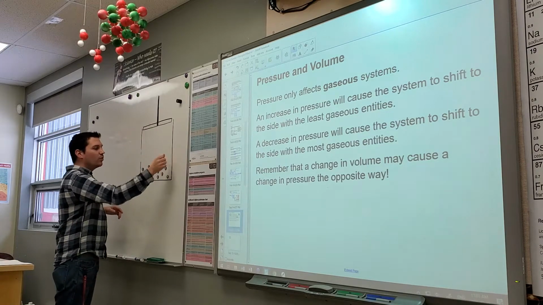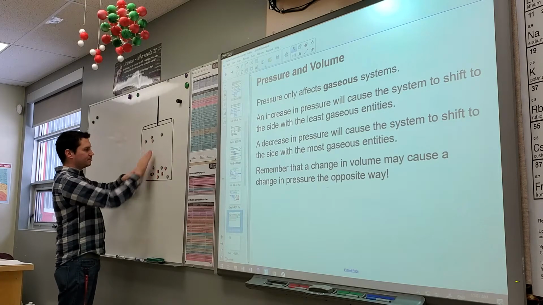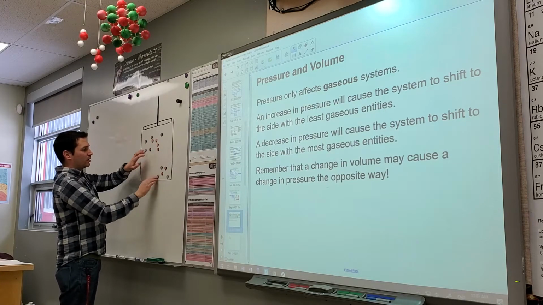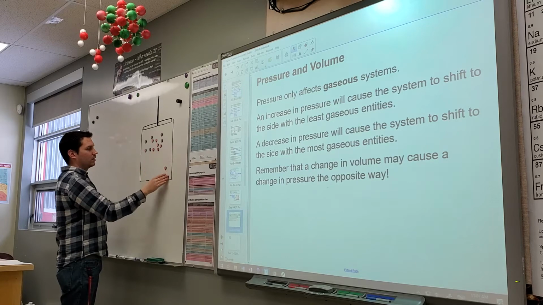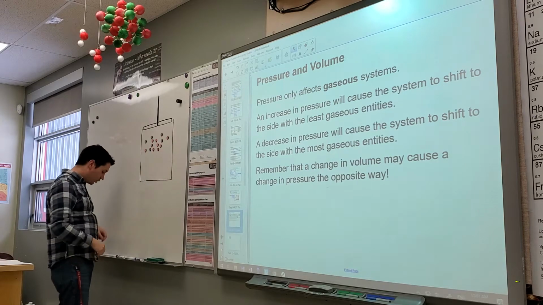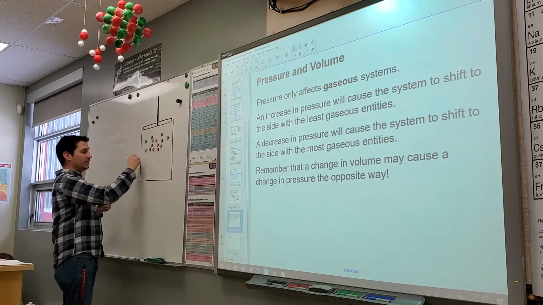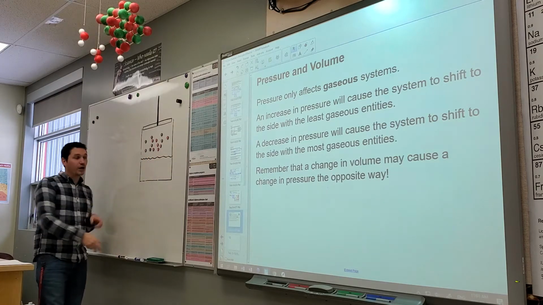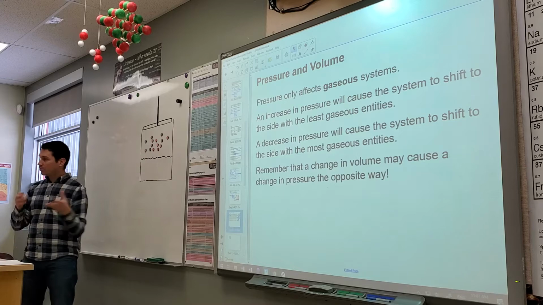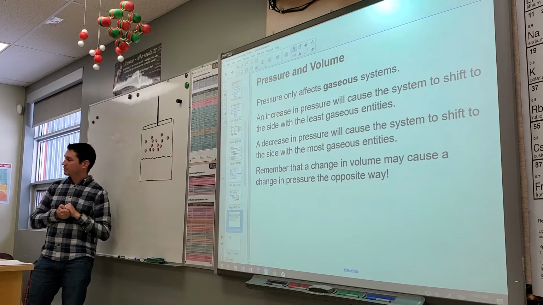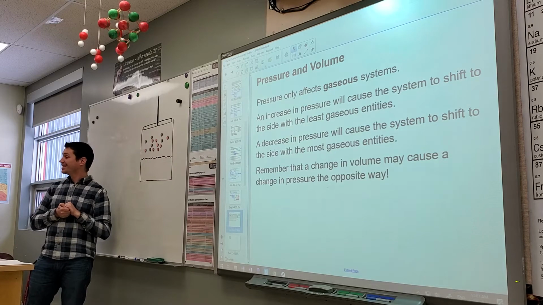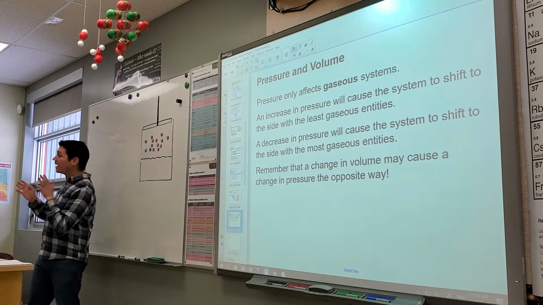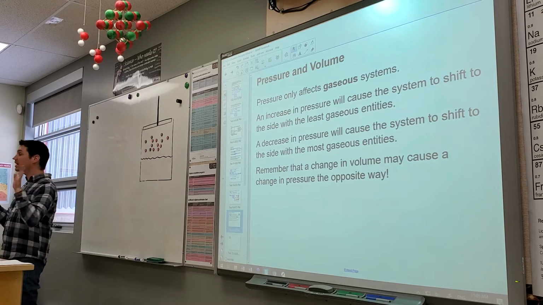Now, I do want to bring up something. Let's say we had a liquid in here. I'm curious, are liquids compressible? Can you compress a liquid? You can't. Not to any appreciable extent.